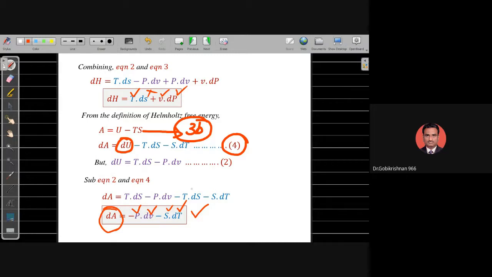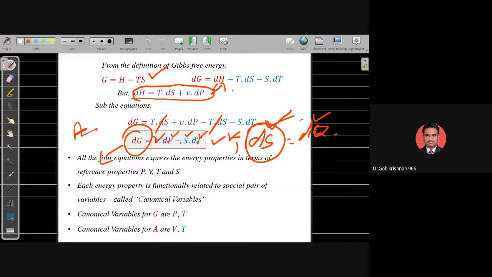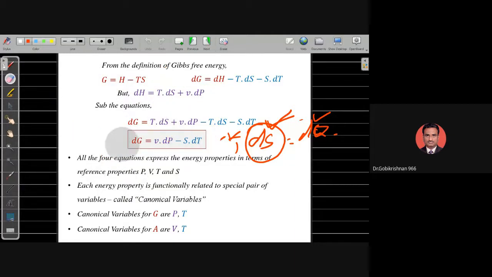Okay. Similarly, I have to get the expression for dG. G is the Gibbs free energy. Okay. Then, all of you listen here. How I am obtaining it for the case of the Gibbs free energy. For the Gibbs free energy, it is written as G is equal to H minus TS.